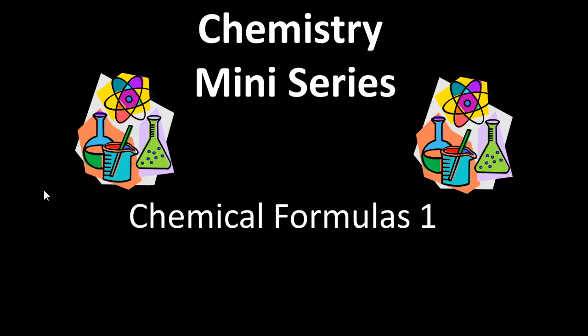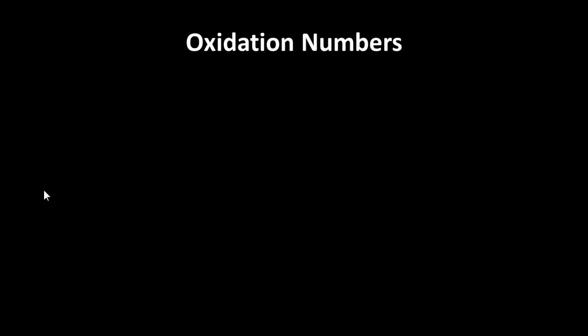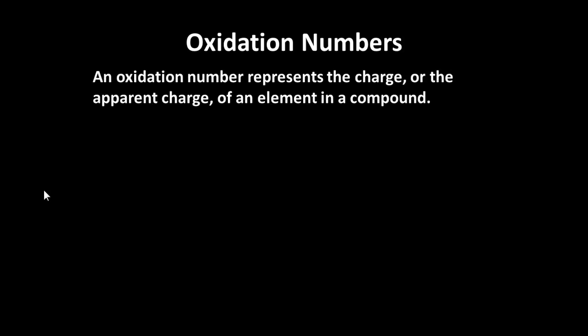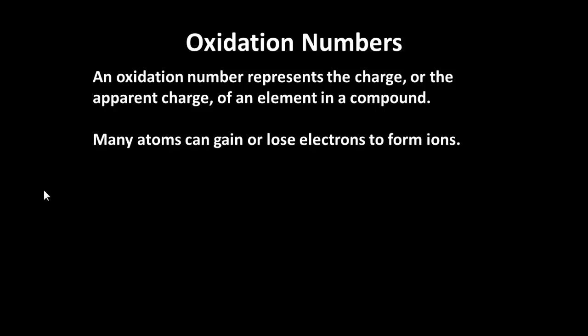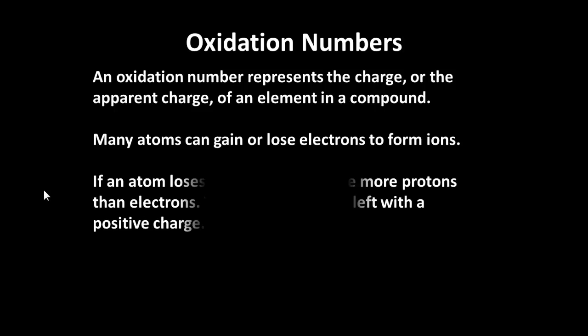We're going to continue our introduction to chemistry by looking at chemical formulas. We'll start by considering oxidation numbers. An oxidation number represents the charge or an apparent charge of an element in a compound. Many atoms can gain or lose electrons to form ions. They will have a charge depending on whether they gain an electron or lose an electron.